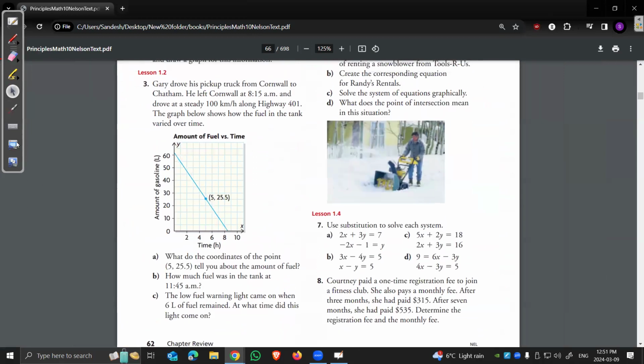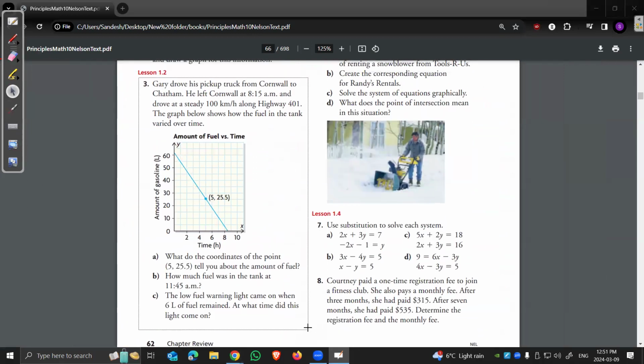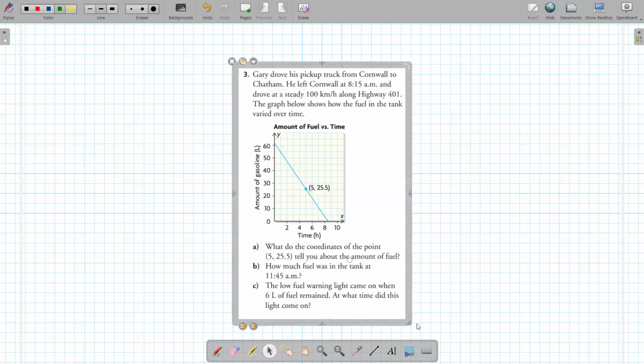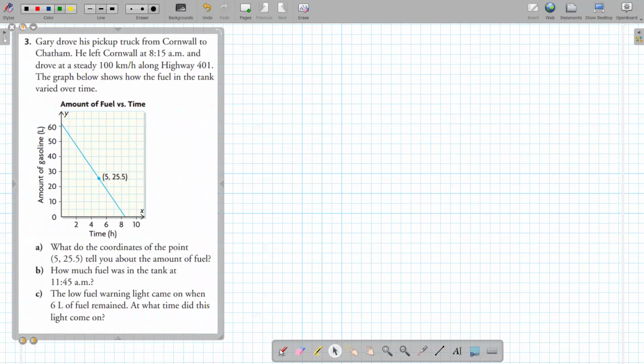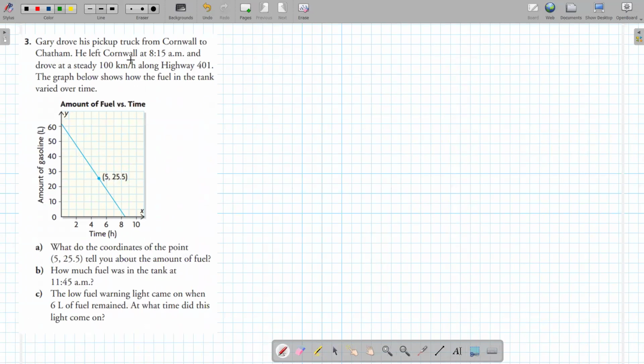Let's try this one. So Gary picked up his truck from Cornwall. He's going to Chatham. Left at 8:15, drove at 100 kilometers per hour. All right, that's the story.